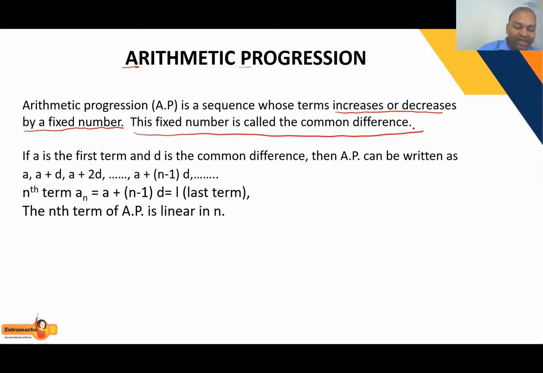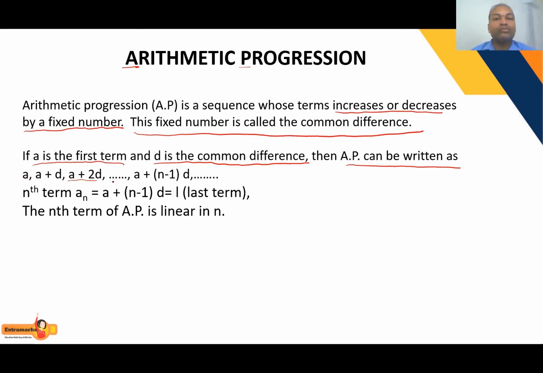Let us see. I am taking A as the first term and D as the common difference. Then the AP can be written as, first write A. Then after that, D is the common difference I wrote, so add D to this first number. Then the answer will be A plus D. Again add D: A plus D plus D. D plus D, answer is 2D. So A plus 2D.